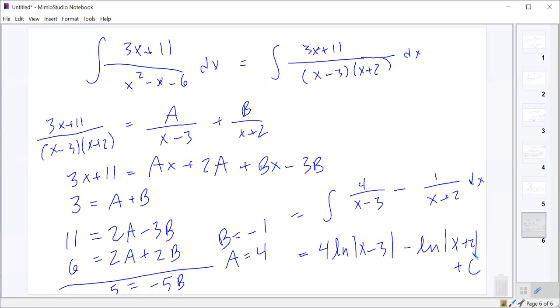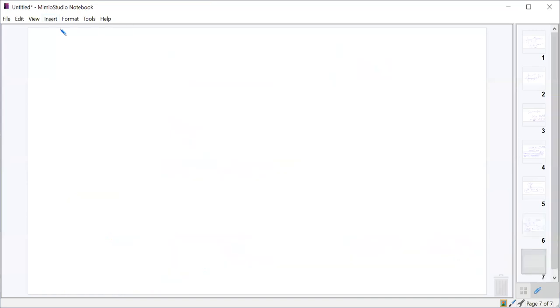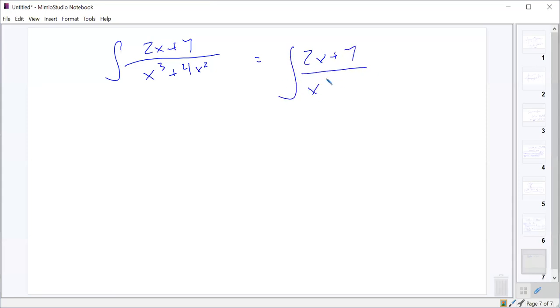Okay. Now I doubt that they will give you anything more than a linear, irreducible linear piece. They might give you an irreducible quadratic. So if we wanted to find the integral of, I'm not going to do this full integral, but something like (2x + 7) over x cubed + 4x, we'd factor out that bottom. Oh, sorry, not x cubed + 4x squared, just x cubed + 4x.